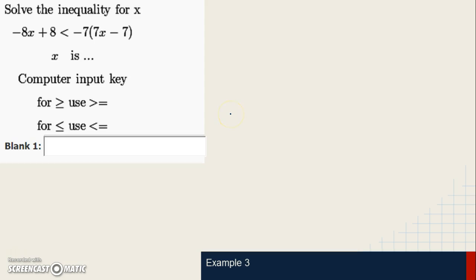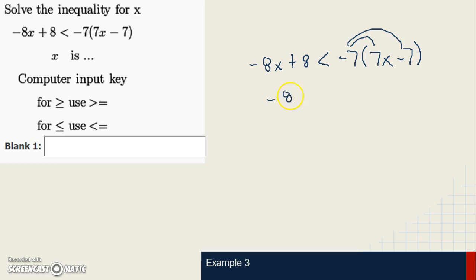Example number 3. Negative 8x plus 8 is less than negative 7 times 7x minus 7. Again, I'm going to simplify before I do anything, so I'm going to distribute this negative 7, and I have negative 8x plus 8 is less than negative 49x plus 49. Again, I have variables on both sides, so I'm going to look to see which number in front of the variable is larger.